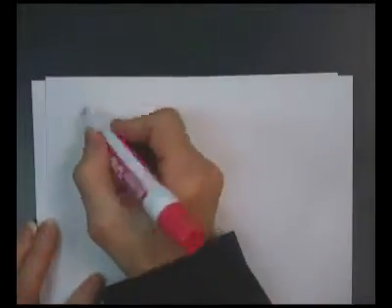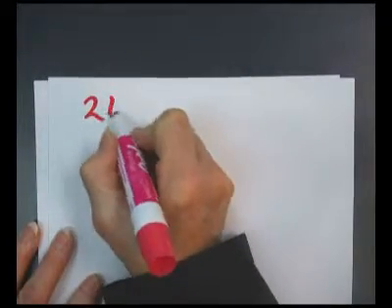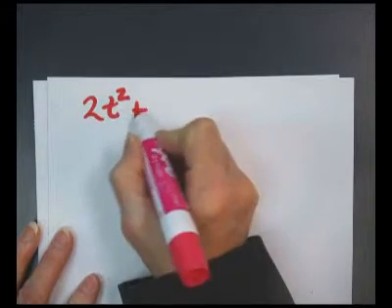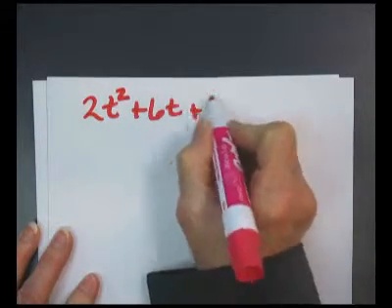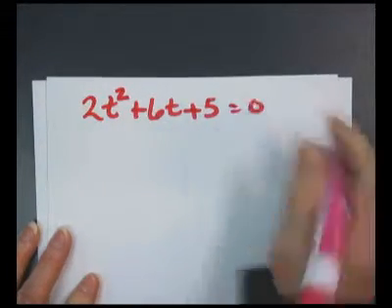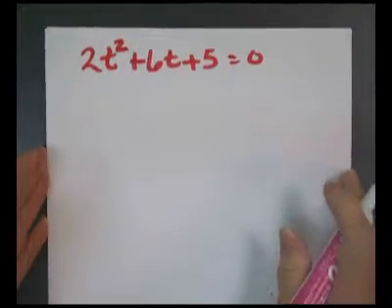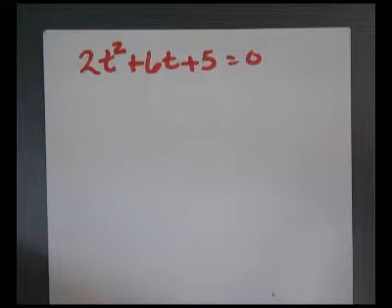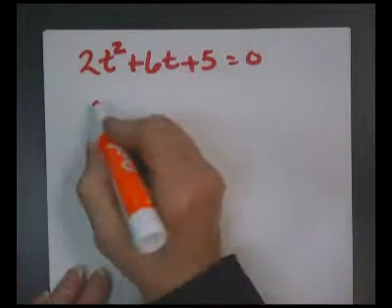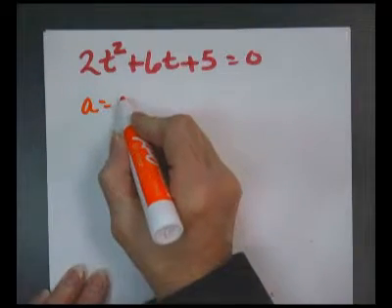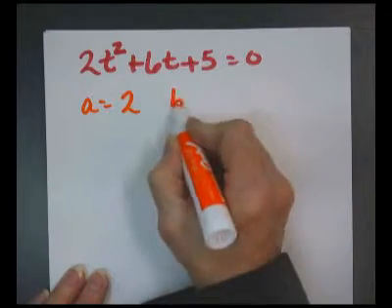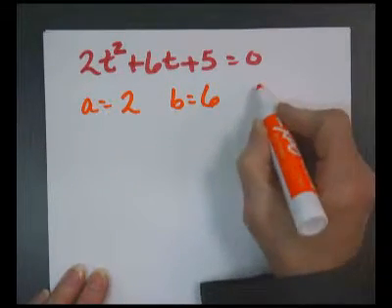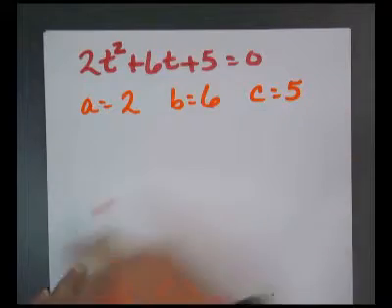2t squared plus 6t plus 5 equals 0. Standard form? Yes. We don't know how to factor that, do we? What is A? 2. B? 6. C? 5.